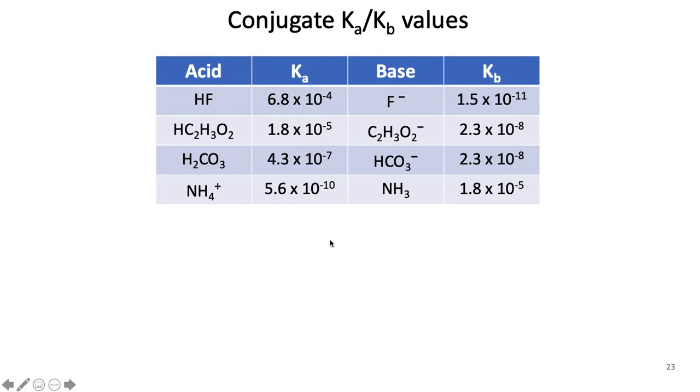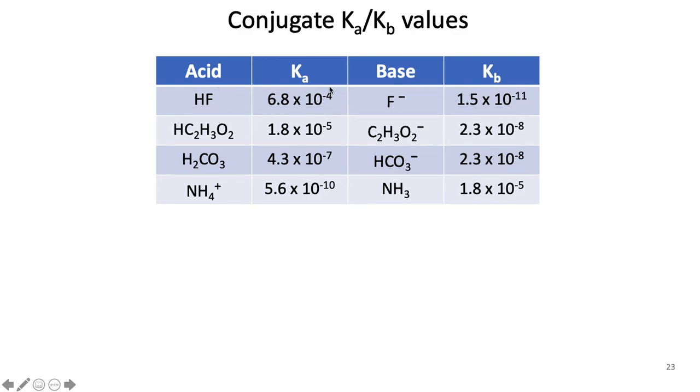Now, we know that acids and conjugate bases, or bases and conjugate acids, are related to each other by a proton. Therefore, we can also relate their Ka and Kb values. And now I will show you how to derive that. You don't necessarily have to know how to derive it, but know that the product of these will be equal to a constant.